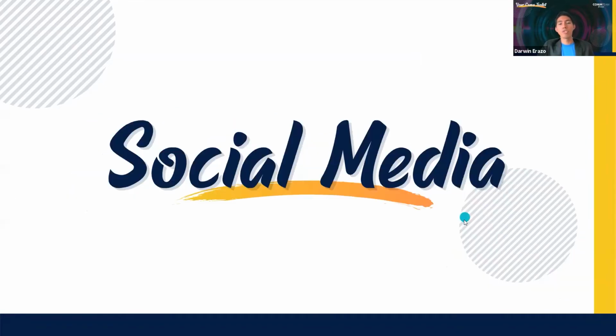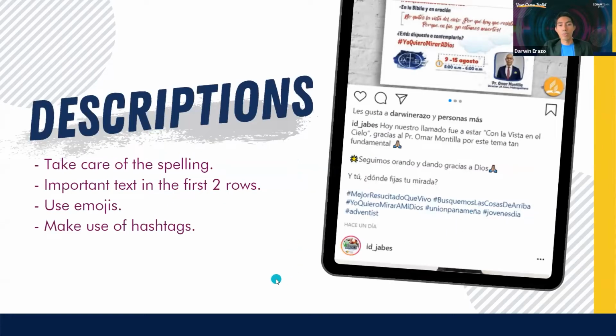The other thing, the social media. What tips can we use when we are going to post in social media? The first one is the description. We have to take care of the spelling, and this is something that we have to emphasize a lot, because I see a lot of errors. Well, maybe in Spanish we have a lot of problems with that. I don't know English, but you have to take care of the spelling.